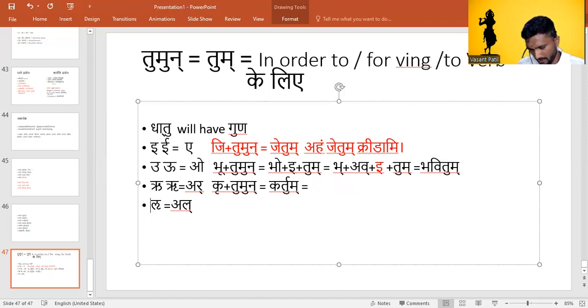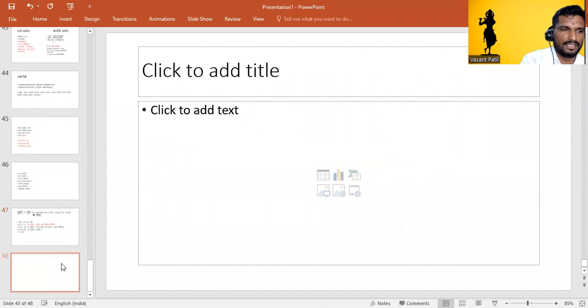This is one rule. So there are so many rules. I feel we should see. We'll see. This much you understood. Dhatu will have guna. And I guna E, U guna O, ru guna ar. This is how it will go. Now, second rule. If you want, we'll see a few examples.